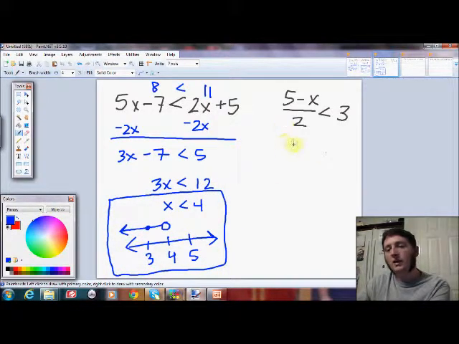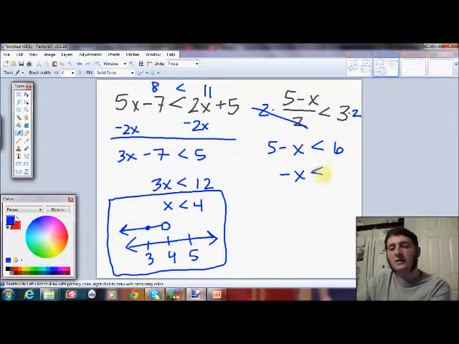You probably don't like this one because of the division, so you fraction bust and multiply by 2 on both sides. And those cancel completely to 1, and 1 times 5 minus x is still 5 minus x. And 3 times 2 is 6. So now you would subtract 5 on both sides.